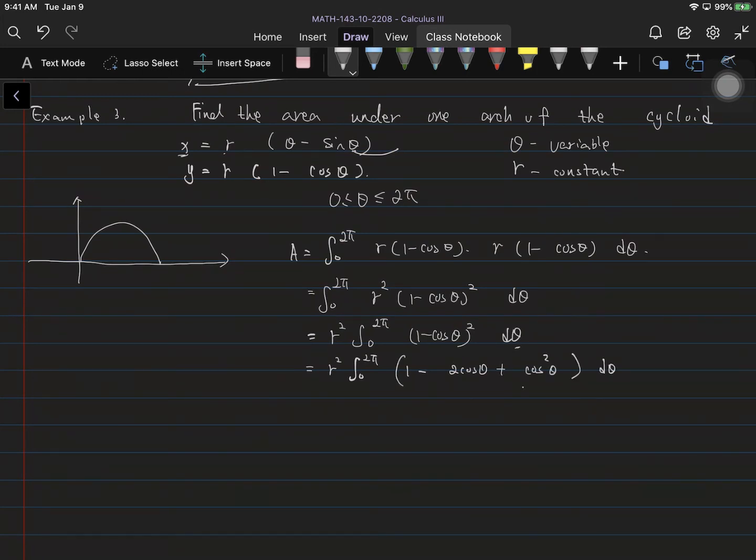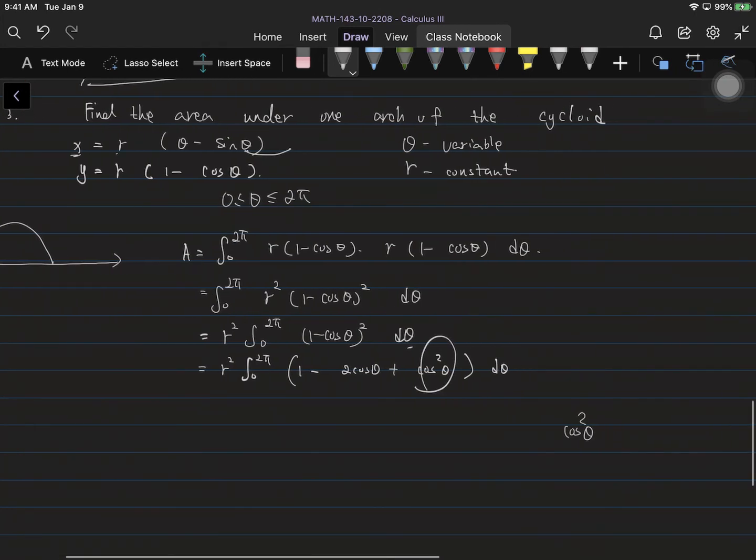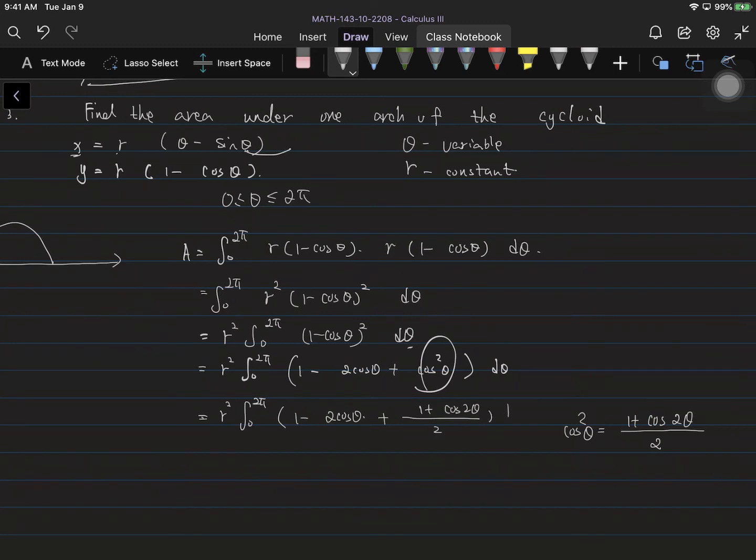For cosine squared theta, in calculus 2 we learned how to evaluate this integral. In order to evaluate it, we use the double angle formula to decrease the power. So we change cosine squared into (1 plus cosine 2 theta) over 2. Right now, we can just copy everything here and have 1 plus cosine 2 theta d theta. Now we can evaluate the integral.